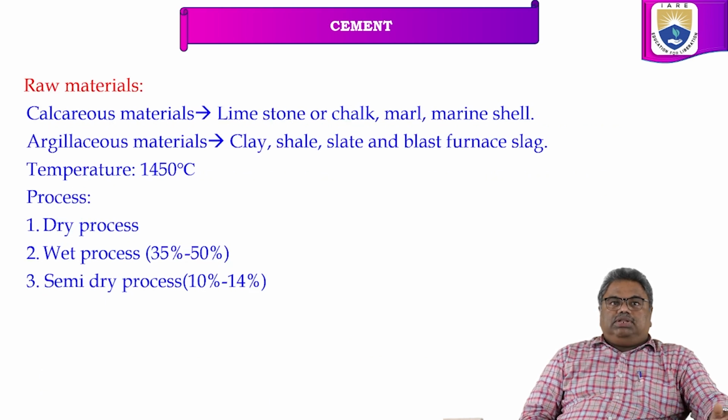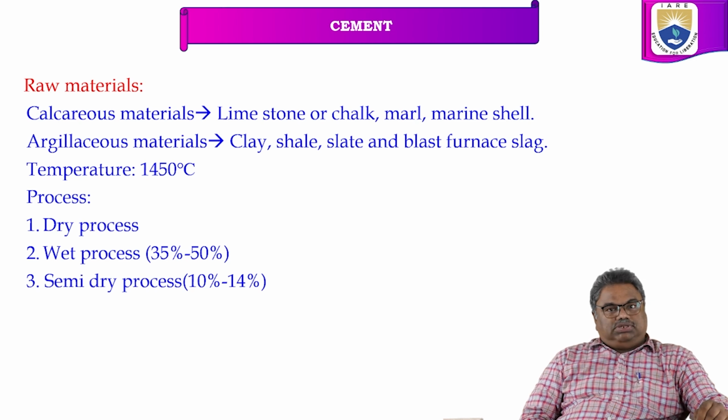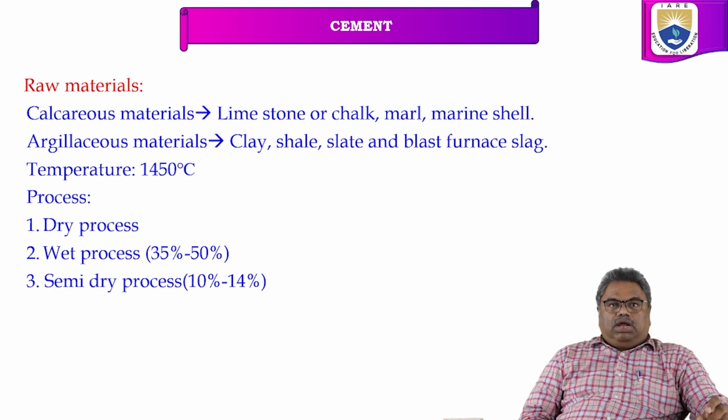So what are the raw materials? The raw materials we use for cement are calcareous materials and argillaceous materials. Calcareous materials are limestone or chalk, marl or marine shell. So these are the calcareous materials.